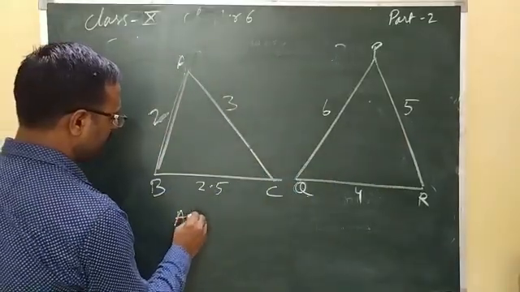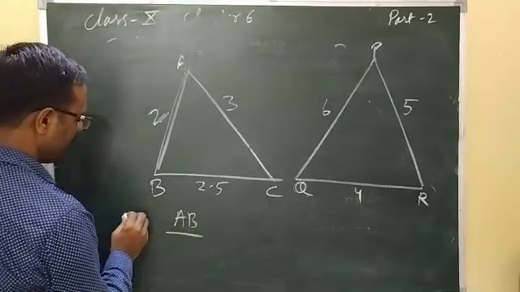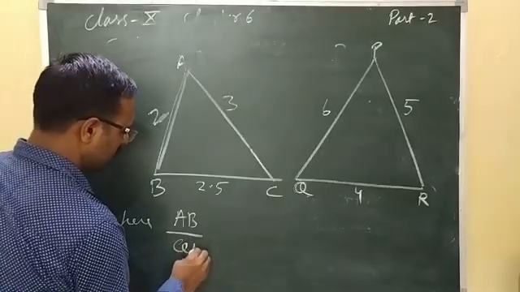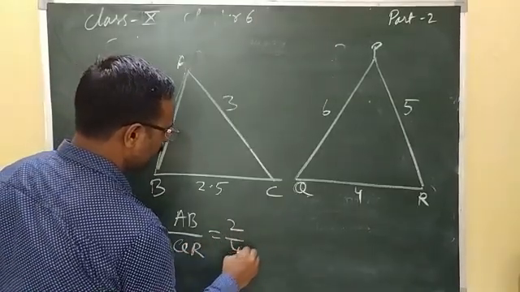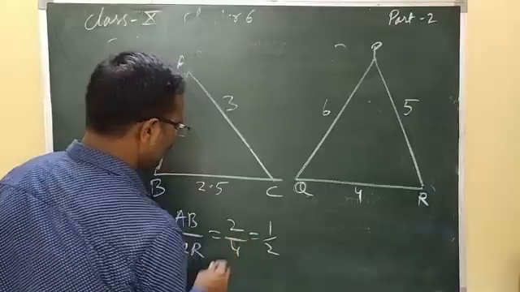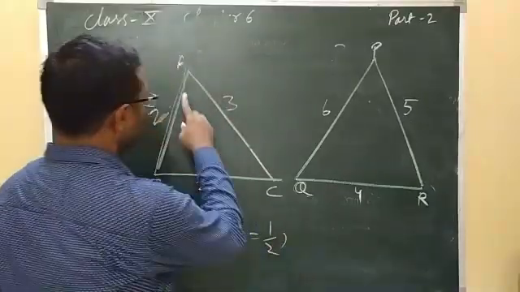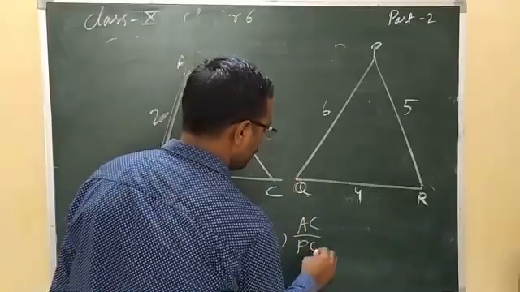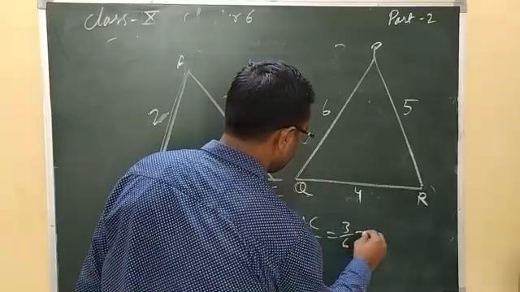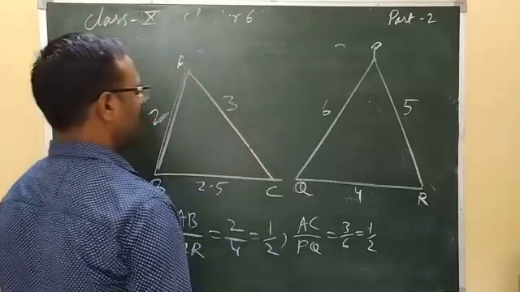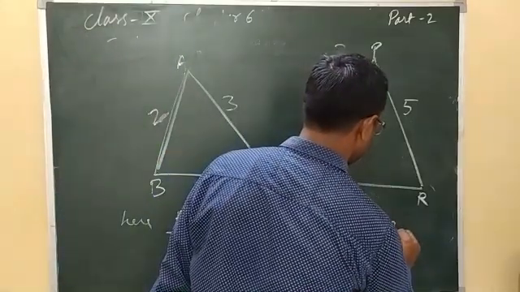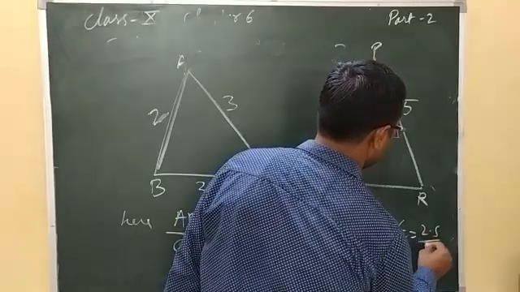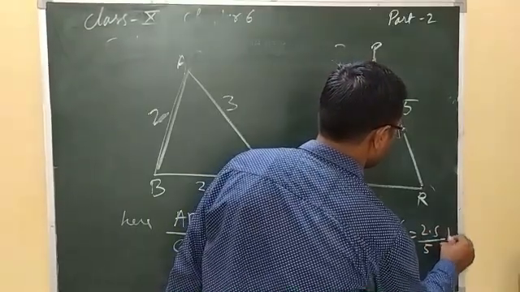How? AB upon QR is equal to 2 upon 4, that is 1 upon 2. Similarly, AC upon PQ equal to 3 upon 6, that is 1 upon 2. And the last one is BC upon PR equal to 2.5 upon 5, and it is also 1 upon 2.